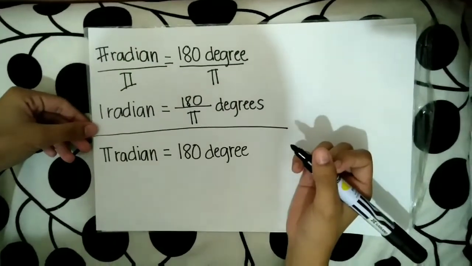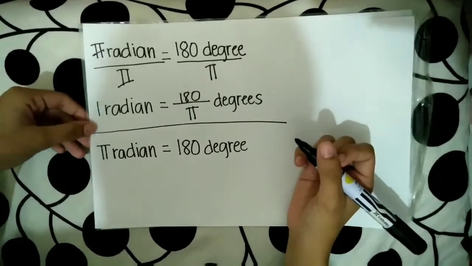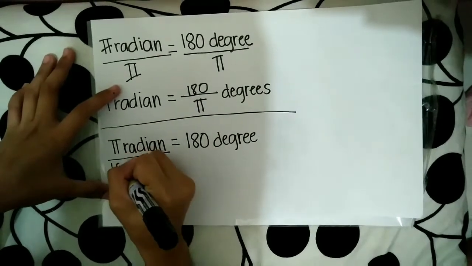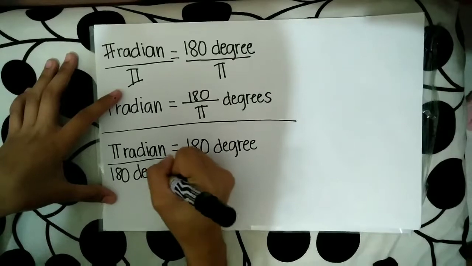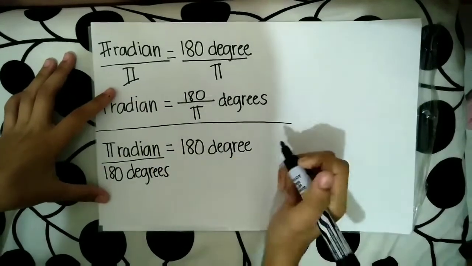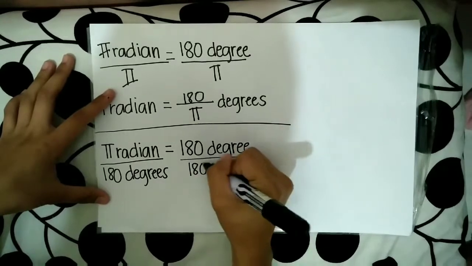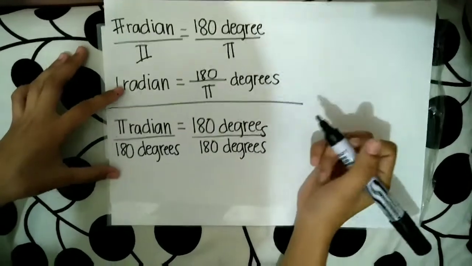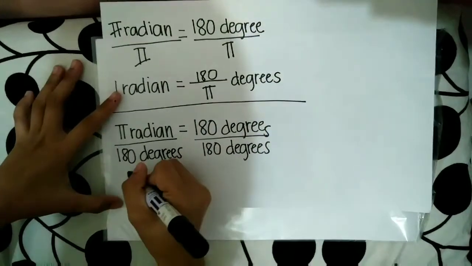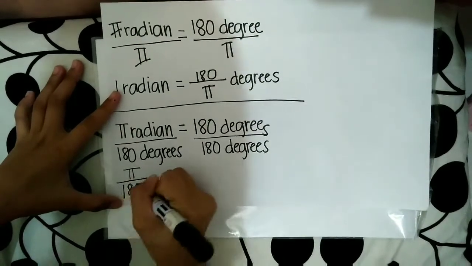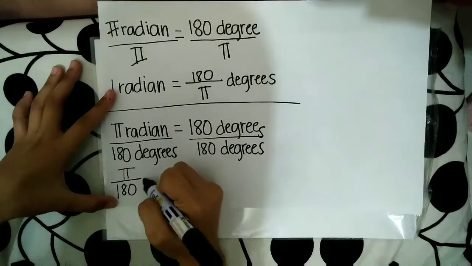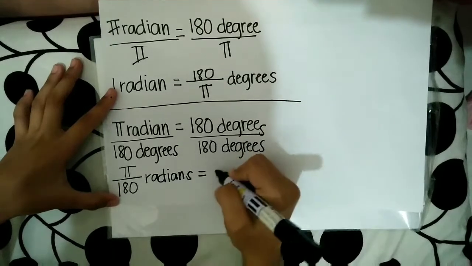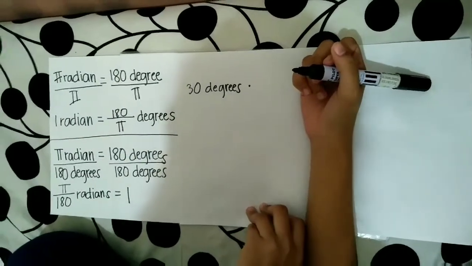If you wanted to figure out how many radians there are per degree, you can divide both sides by 180 degrees. So that you'll get pi over 180 radians is equal to 1 degree. Now I think we are ready to start converting.